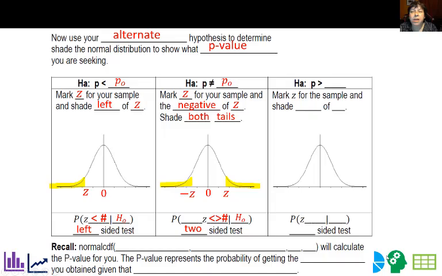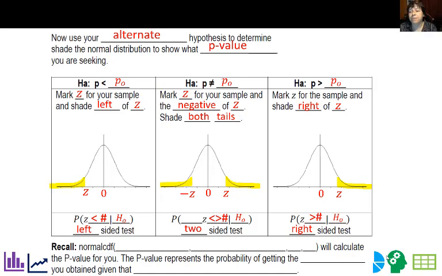And finally, we're going to look at the alternate hypothesis that p is greater than our hypothesized value. So we're going to mark Z for the sample and shade to the right of the Z. So here you go. There's your 0, there's your Z, and shade to the right. We would say the probability that Z is greater than our test statistic, given that the null is true. And again, this is a right-sided test, also known as a one-sided test.